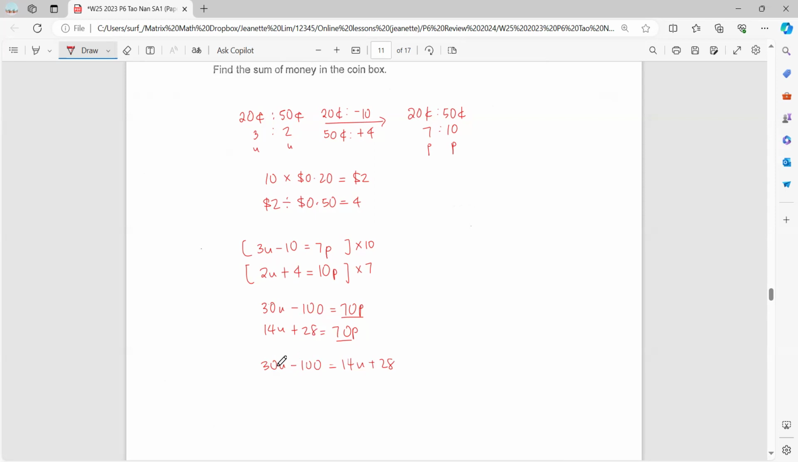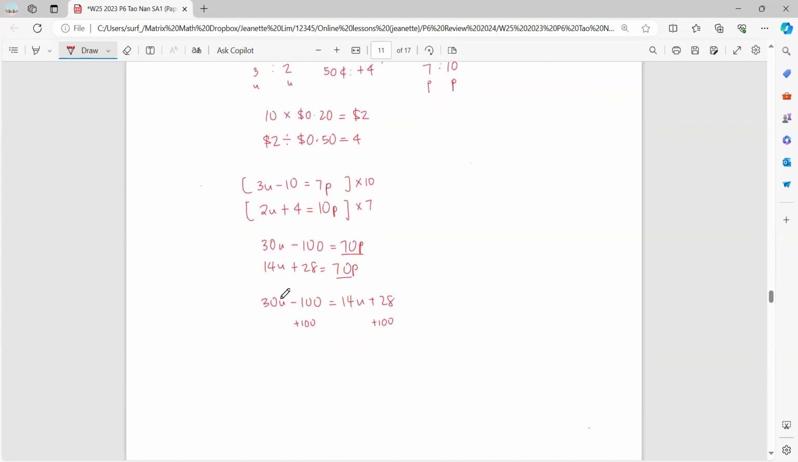So what I'm going to do is remove this minus 100. How do I remove a minus 100? By adding 100 on the left side, and that 100 will be gone. Remember, it has to balance, right? So I will add it to the right side as well. On the left side, I'm just left with 30 units. And on the right side, I have 14 units plus 128.